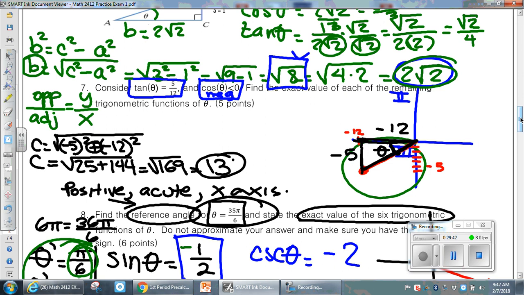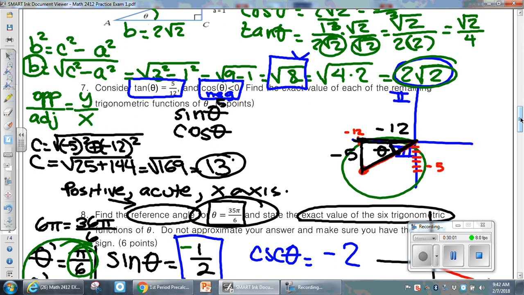And then after that, you have to find sine, and the other, and this one is 5 points. Why is it not 6?